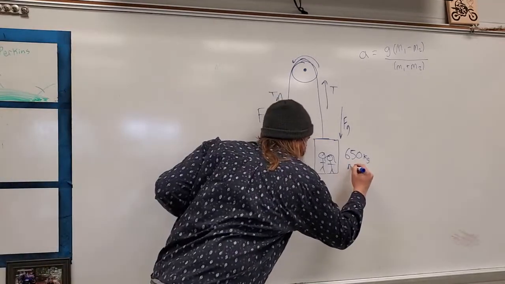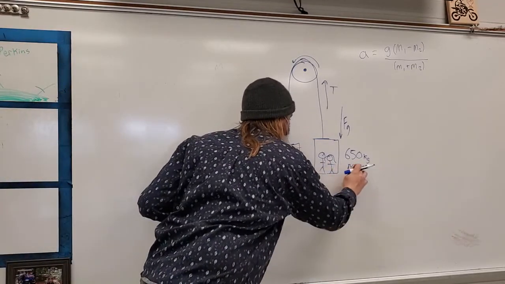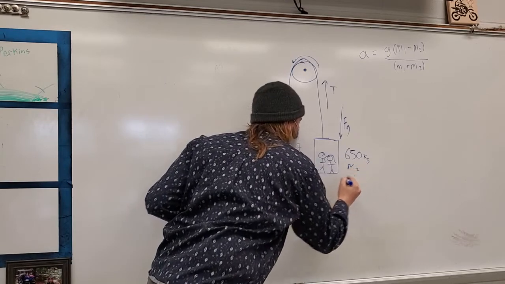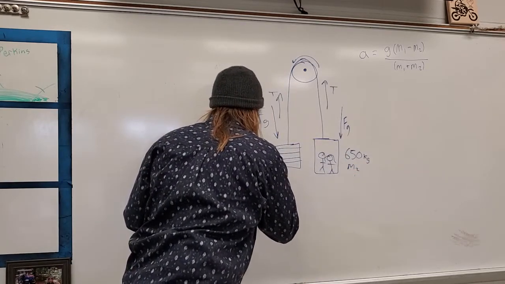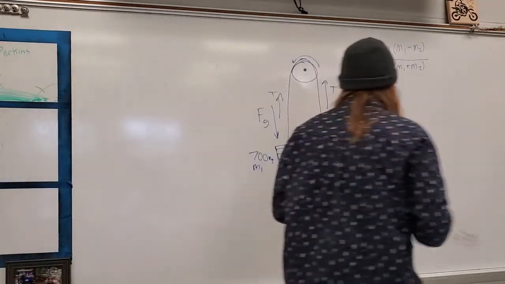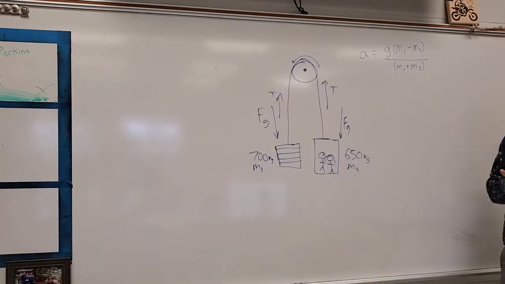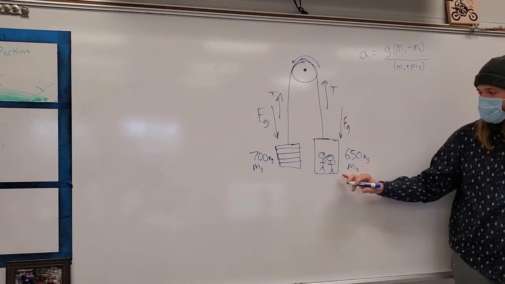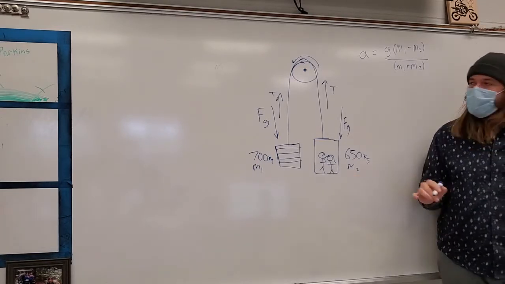650 kilograms. And our counterbalance, 700 kilograms. This is mass 1. No, we'll call this mass 2, and this is mass 1. So let's do this together. We want to find the acceleration of this car going up.